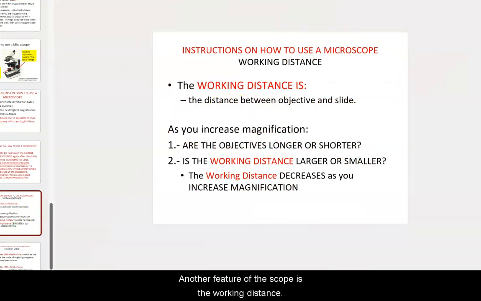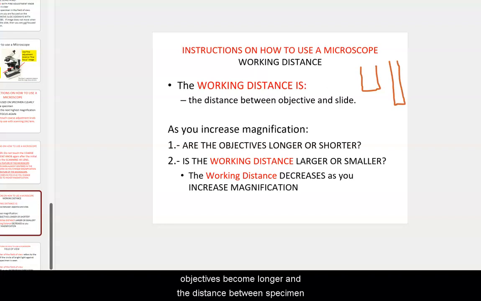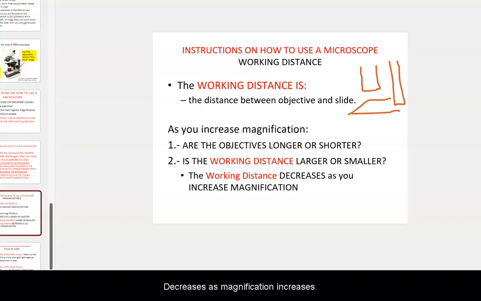Another feature of the scope is the working distance. The working distance is the distance between the objective and the stage. And notice that as magnification increases, the objectives become larger and the distance between specimen and objective becomes smaller. So the working distance decreases as magnification increases.